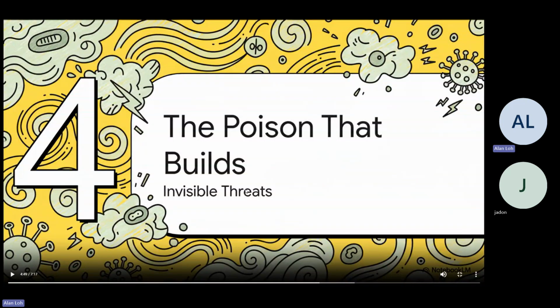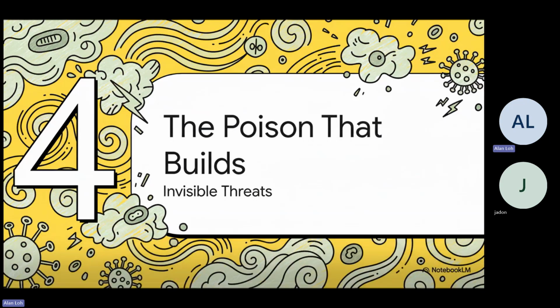It's drawer number 4, the poison, the DDT, mosquito poison. And drawer number 4 is about bioaccumulation and biomagnification. Let's continue. The deadliest threat to an ecosystem is one you can't see at all.